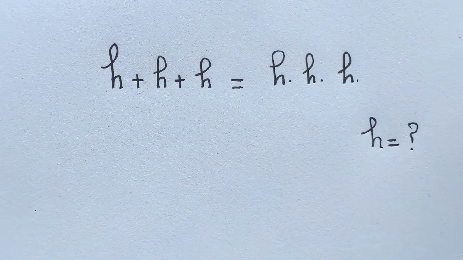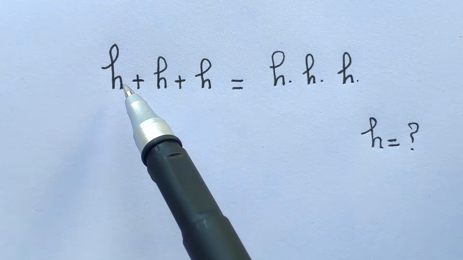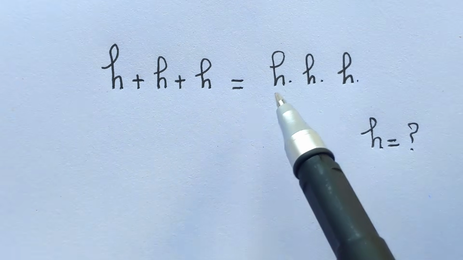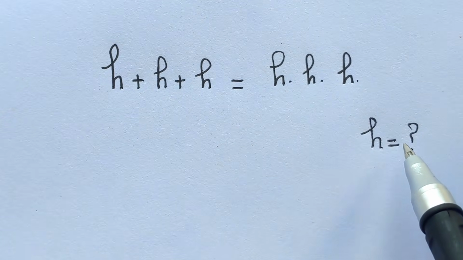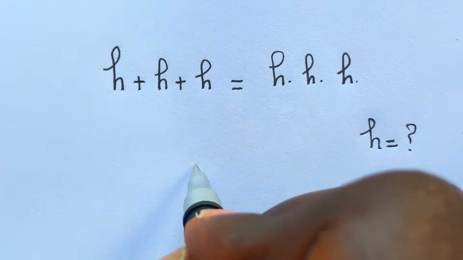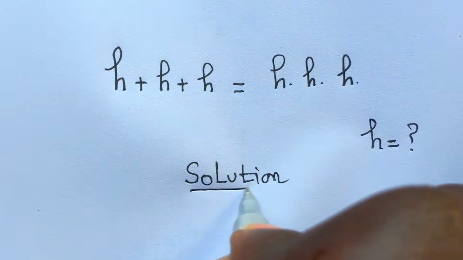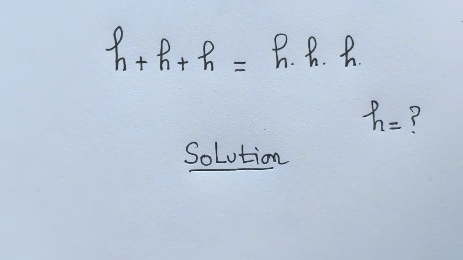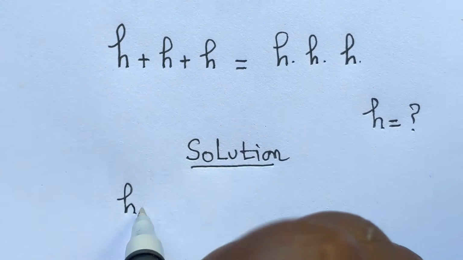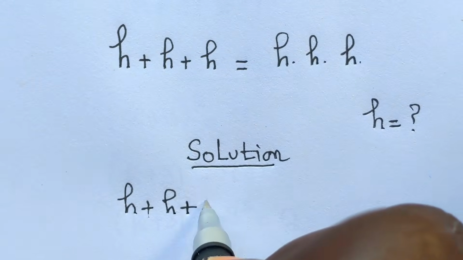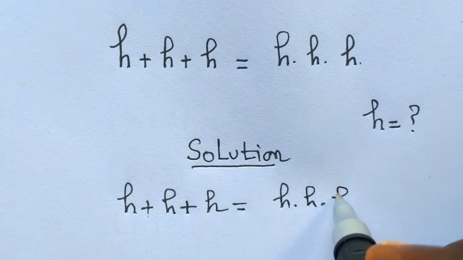Welcome to another video. Here we have been given the question h plus h plus h equals h times h times h, and we are supposed to find the value of h. Now let's provide a solution very quickly to this simple math Olympiad question. First, we copy h plus h plus h, which equals h times h times h.